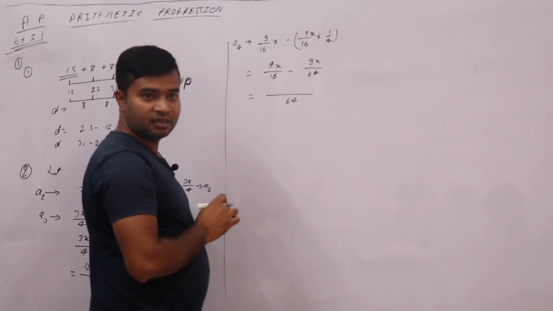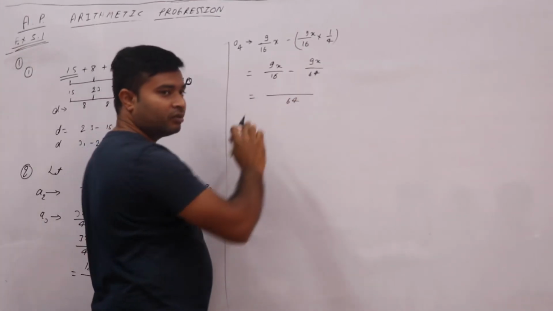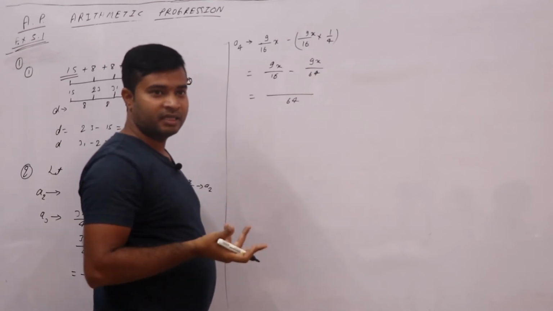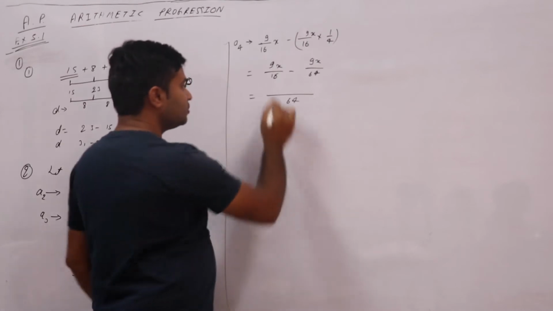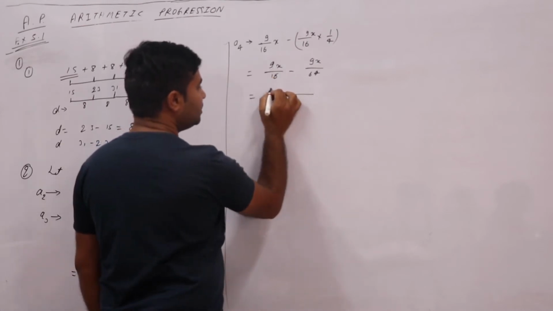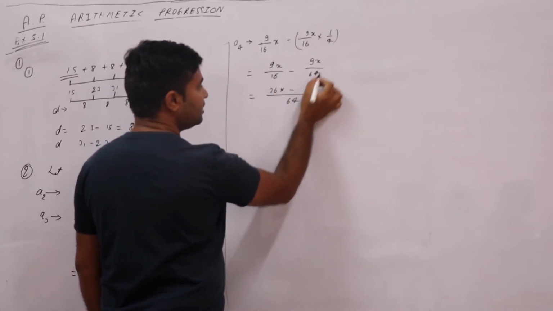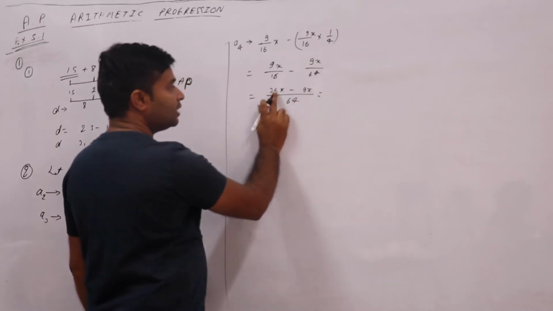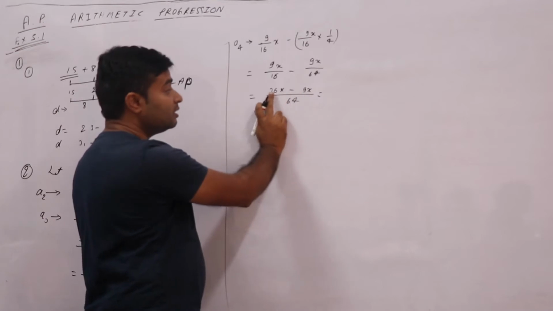LCM will be 64. How do you find it? See, in the 16 table 64 will come, right? Yes, sir. So if it's coming in the table, it is directly the LCM. So 16 fours are 64, and 9 fours are 36x minus 9x. So 9 minus 6, sorry, 6 minus 9, right?